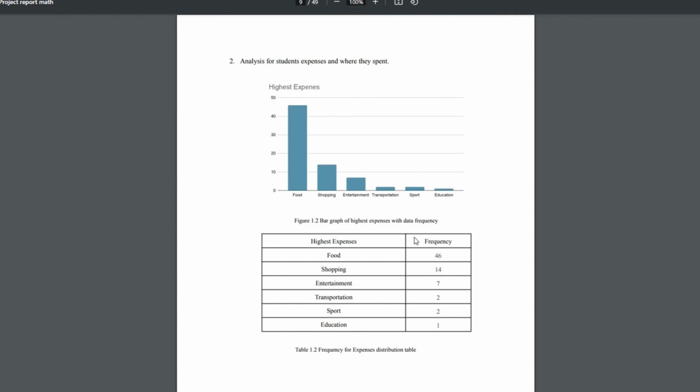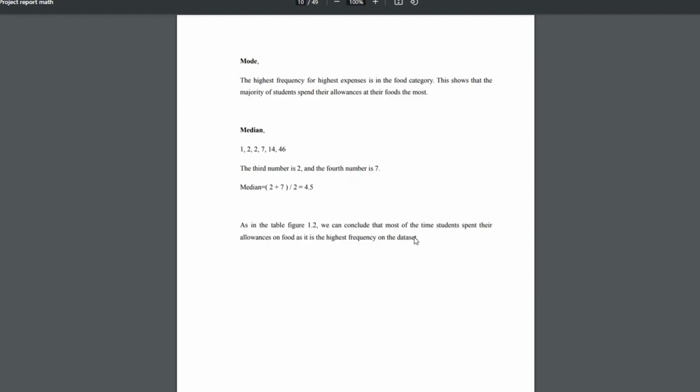The second analysis that we made is for students' expenses and where they spend it. The highest expense that the students make is for food, the second is for shopping, the third is for entertainment, and lastly transportation, sport and education. Here is the calculation that we made for the dataset. We calculated the mode and the median only.